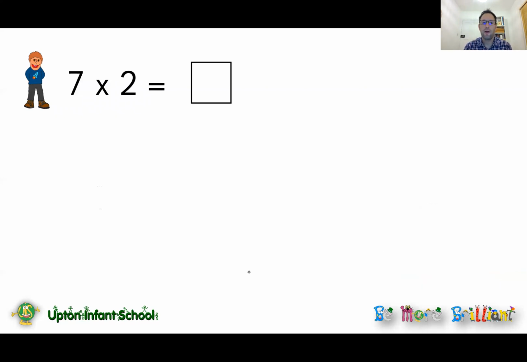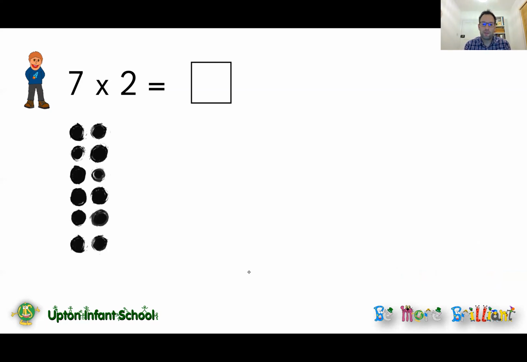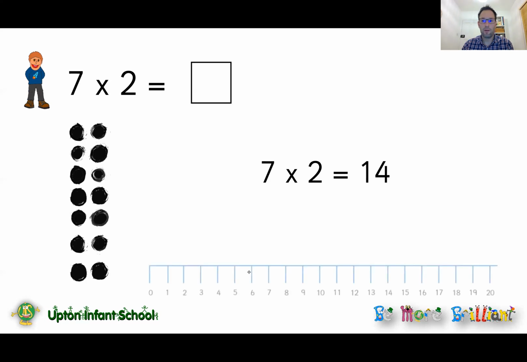Okay, how did you get on? Well, let's have a little look. So if I draw my array, I'm going to draw mine in 2s now. So I've got 1, 2, 3, 4 lots of 2, 5 lots of 2, 6 lots of 2, and 7 lots of 2, because my number sentence is 7 times 2, 7 lots of 2, 7 groups of 2. So if I add up all of those dots, all of those groups of 2, all together, there are 14 dots. 7 times 2 equals 14. 7 lots of 2 is 14. Well done if you've got that one at home.